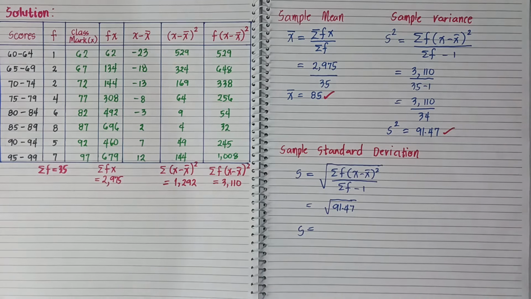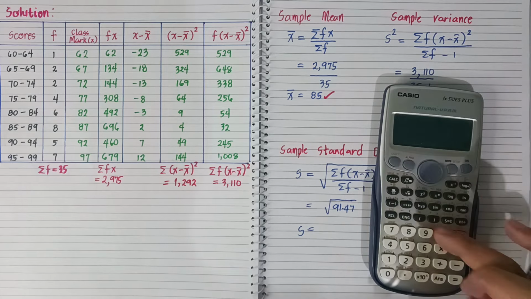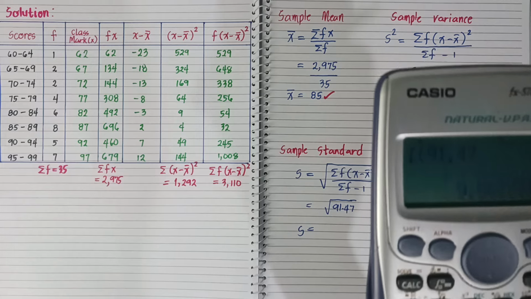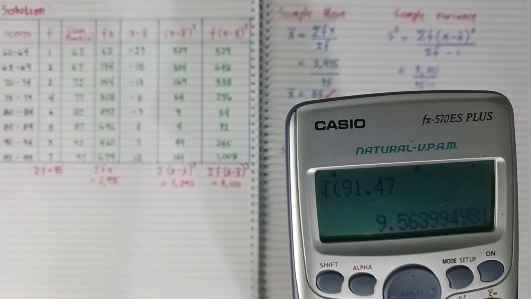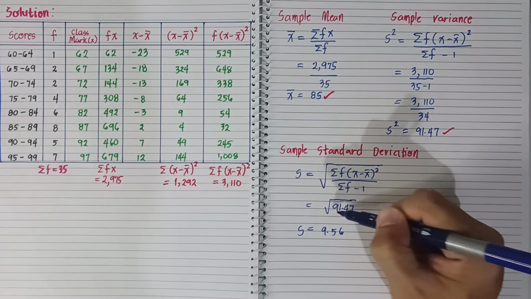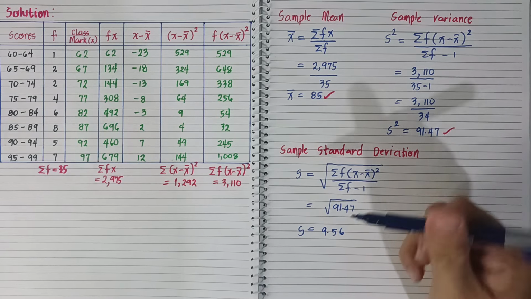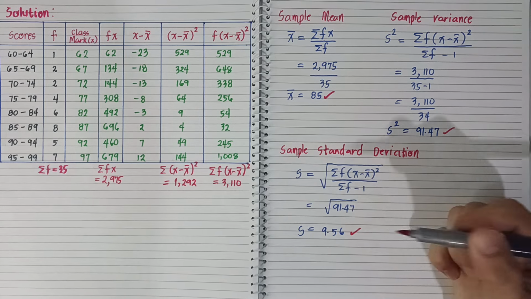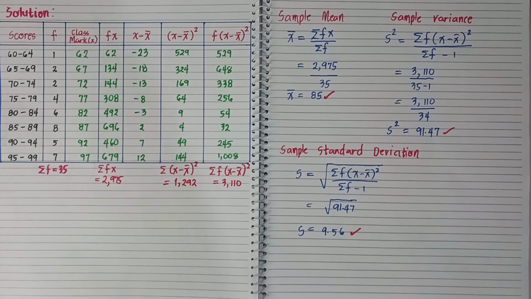So guys, dito gagamit tayo ng scientific calculator. So square root of 91.47, that is 9.56. Round your answer up to 2 decimal places. So that is 9.56. Dapat ni-remove na natin yung radical sign. So that's the answer for sample standard deviation. Okay, so this is how we solve or find the sample mean, sample variance, and sample standard deviation of group data using a frequency distribution table.